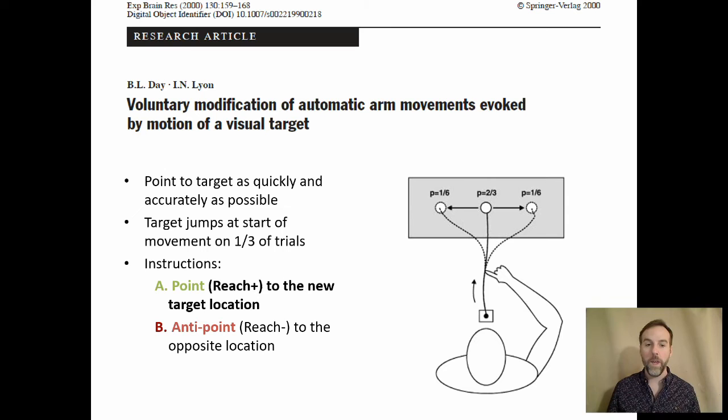Very, very easy. Now they're told in advance that sometimes, on a third of the trials randomly, so they don't know in advance, the target might jump over to the left or to the right. If the target jumps, they're told in this condition, the point condition, to point to the new target location. So if they start to reach and the target jump will occur right when they let go of that button, so if they start to reach and the target jumps over here to the left, they should point to the new target location. So let's talk about that condition first. Let's look at what happens, and then we'll look at the second condition later.